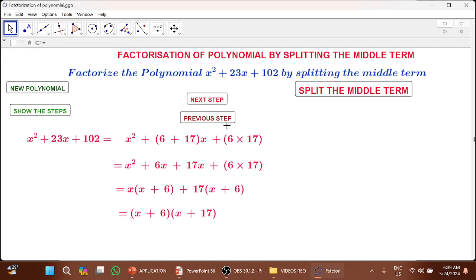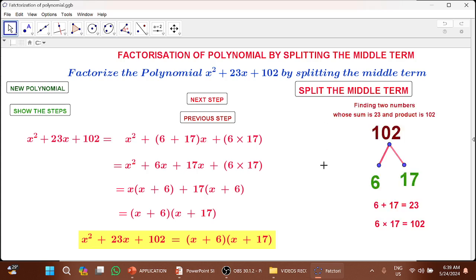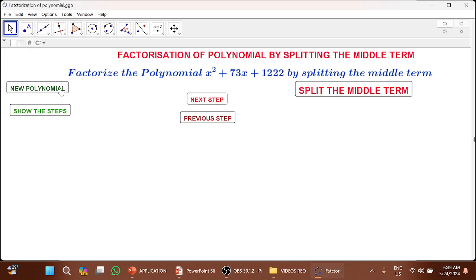Now the process is very simple, but the child will always be interested to know, sir, how the middle term is split. When you click it, it will show you how the middle term is split, so that addition is 23, multiplication is 1. Now you can go to the new problem. Once again, a new problem is automatically given by this GeoGebra worksheet.